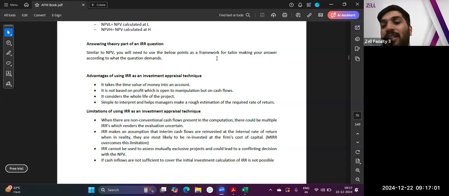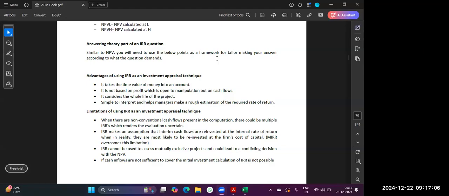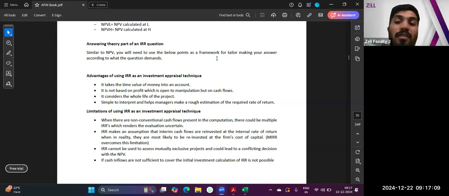Do you think all these three advantages are applicable to IRR also? Yes, sir. It is applicable to IRR because the base for calculation of IRR itself is NPV. Correct? It is simple to interpret and helps the manager make a rough estimate. Now, if you go and tell the manager, my NPV is 10, 20, 30, he may get a little confused because he may not have heard about the term NPV. But if you tell him that we'll make 10% returns, 12% returns, he'll be able to easily understand, right? Yes or no, guys?